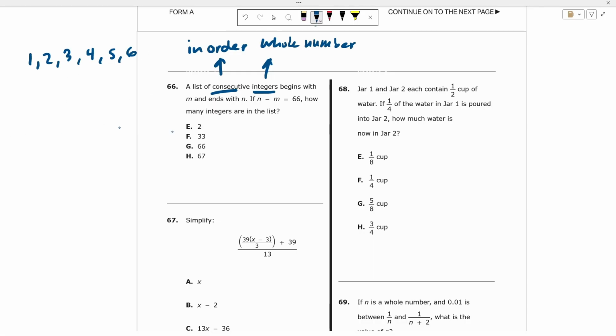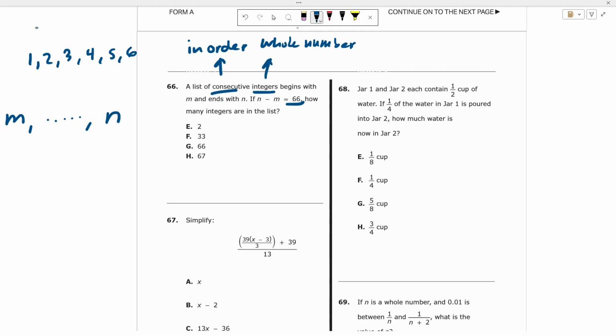And it begins with a number m, okay? So we don't know the actual beginning, but we know that it's m. And then there's numbers in between, and it ends with n. It ends with the number n. And we know that if you take n and you subtract it from m, you get 66. It's asking you how many integers are on the list. Well, let's look at the example that I put up here.